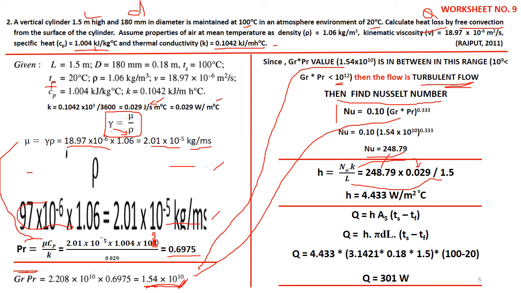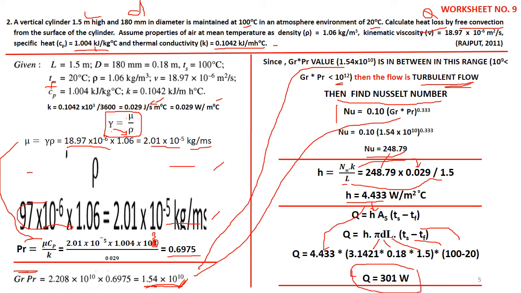Why is length considered here? Because in free convection, the convection takes place from the length of the surface, and the length of the surface is very much greater than the diameter. So only we are considering L here. Then after substituting in the formula, we got h. h is 4.433. Then substitute h in this formula. Okay, we know h, 4.433. Then pi, then D is given, L is given, then T is also given, TF is also given. Then multiply using a calculator. You will get this answer.